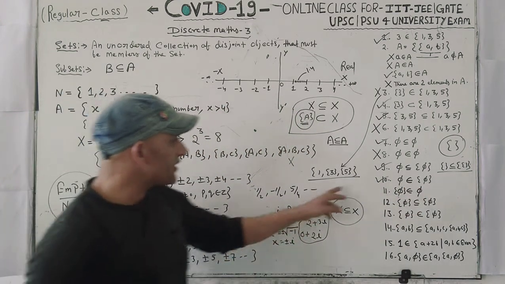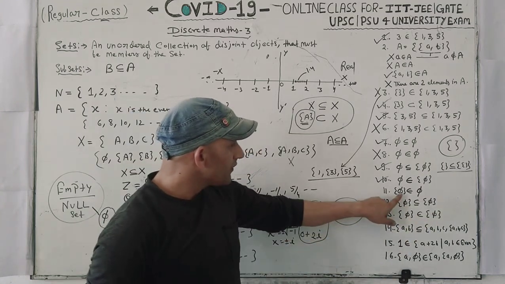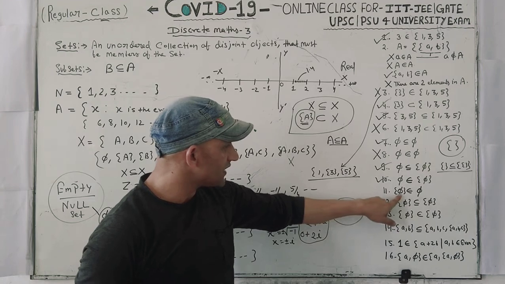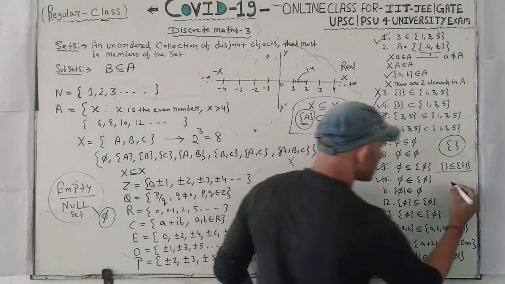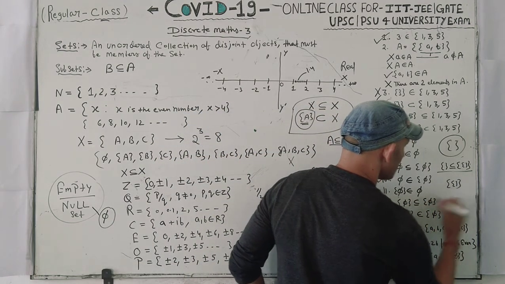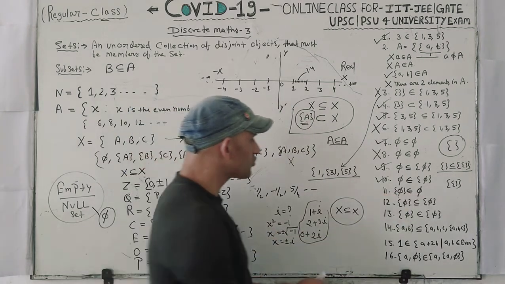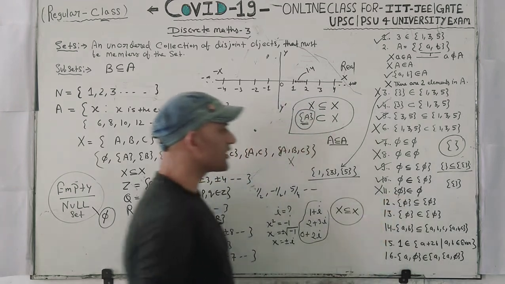Now question number 11. He is asking whether 5 belongs to the null set. In this null set you have this symbol, like this. So it is belonging to 5. That is also nonsense. This is also incorrect.